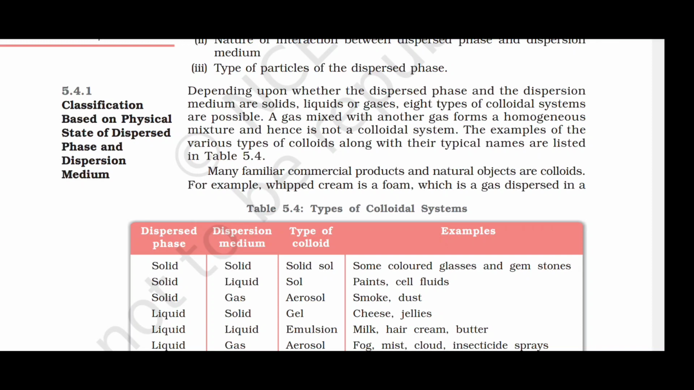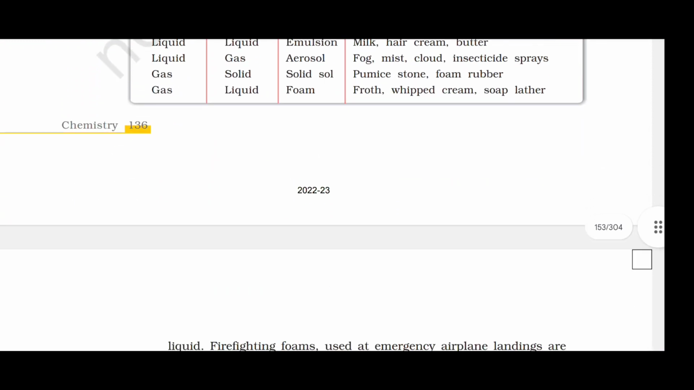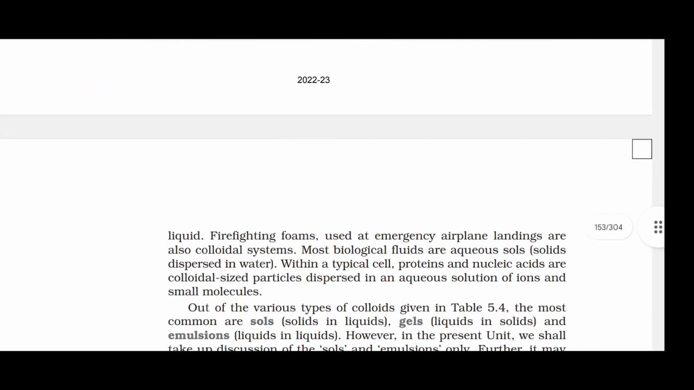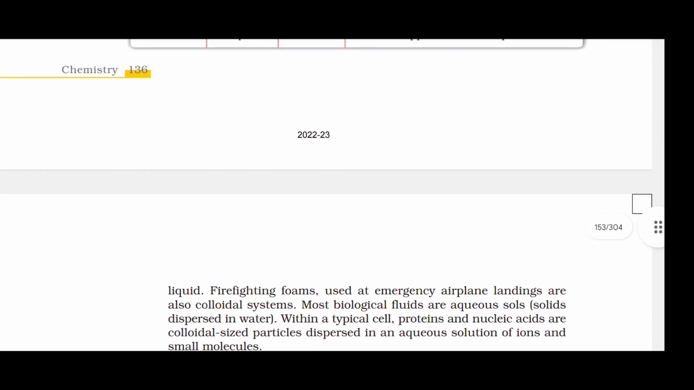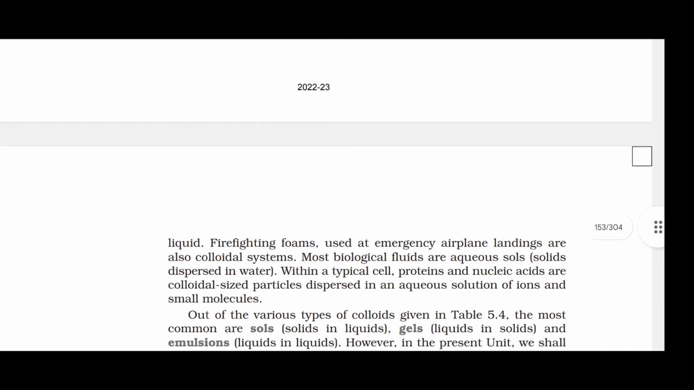Many familiar commercial products and natural objects are colloids. For example, whipped cream is a foam, which is a gas dispersed in a liquid. Firefighting foams used at emergency airplane landings are also colloidal systems. Most biological fluids are aqueous, with a typical cell, proteins, and nucleic acids being colloidal sized particles dispersed in an aqueous solution of ions and small molecules.